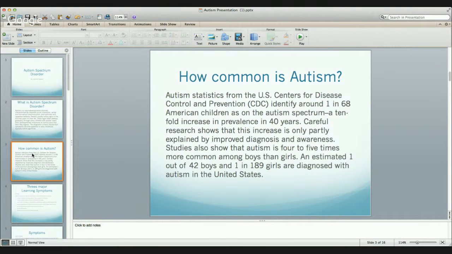How common is autism? Studies also show that autism is 4 to 5 times more common among boys than girls, and an estimate of 1 out of 42 boys and 1 in 189 girls are diagnosed with autism in the United States. This information is given from the Centers for Disease Control and Prevention.